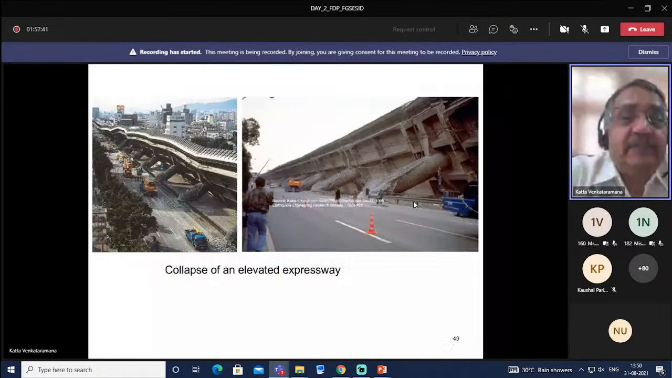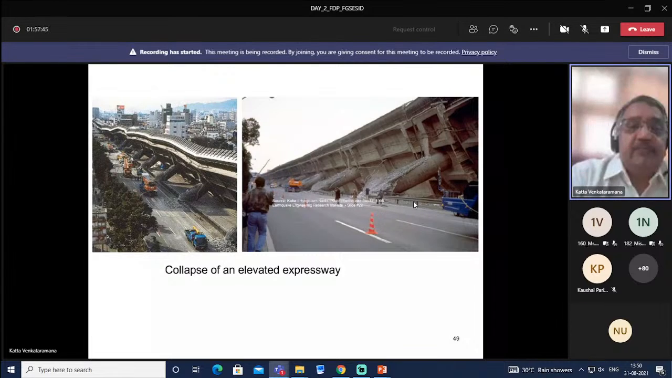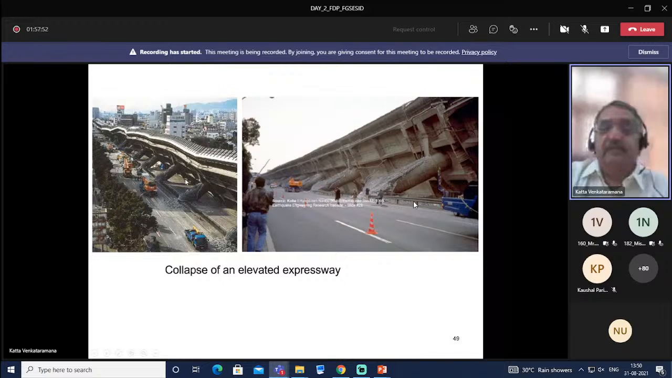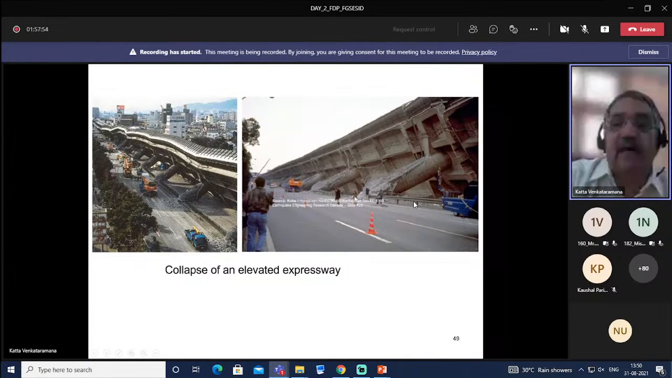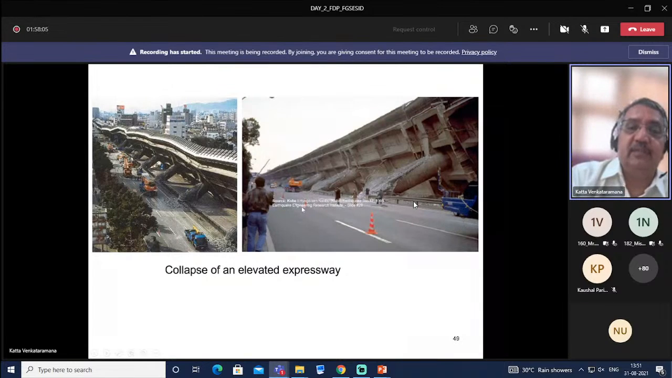Then an elevated expressway, Hanshin Expressway, has collapsed here. Closer view. The earthquake happened on January 17th, 1995. A few days after, they started restoration.